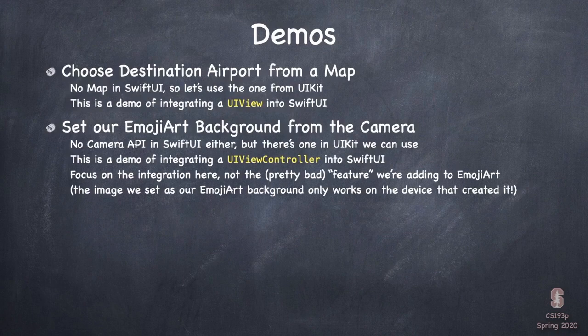So the demos I'm going to do today, the two demos: one, we're going to go back to Enroute, and in the filter flights, we choose the destination airport right now from a picker, and we're going to make it so we can choose that destination airport from a map, an actual Apple Maps-like thing right in our UI. We can pick the airport that way, and that's going to be essentially a UIViewRepresentable, because the map is just going to be a UIKit map called an MKMapView. It's actually not even in UIKit, it's in something called MapKit, which is really part of the whole UIKit ecosystem.